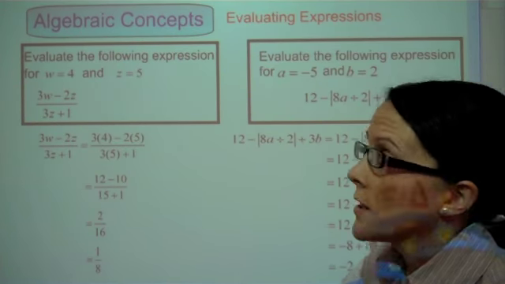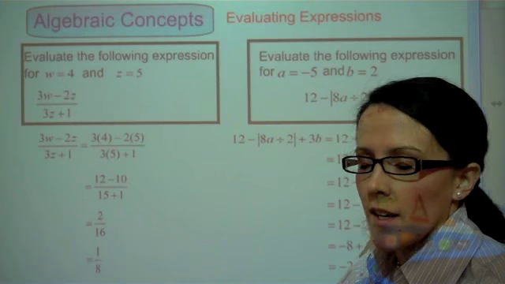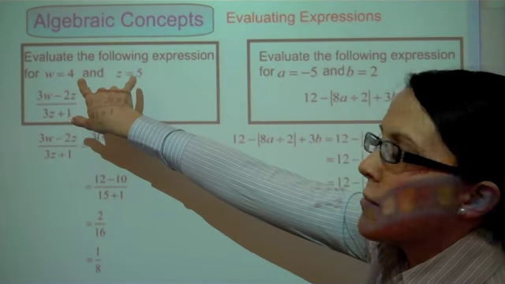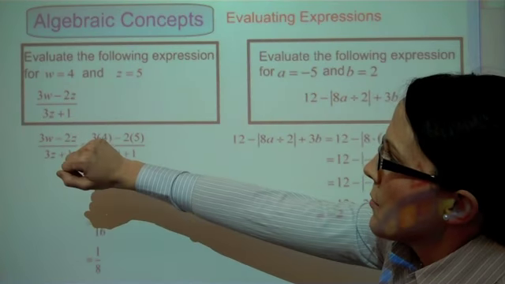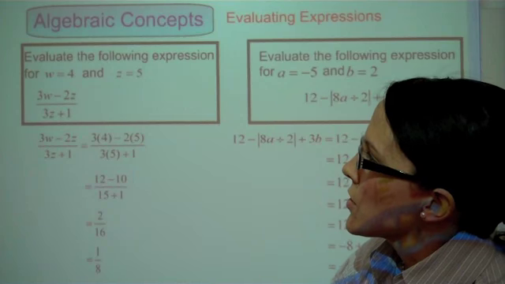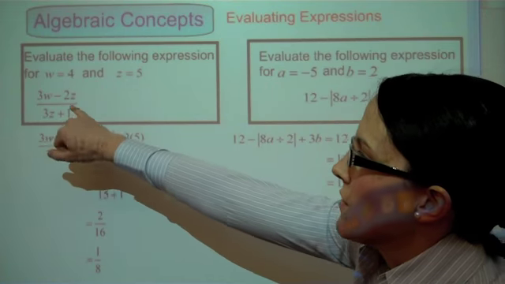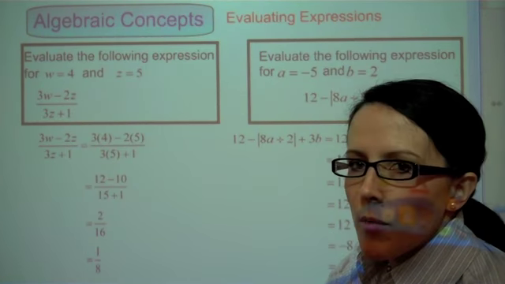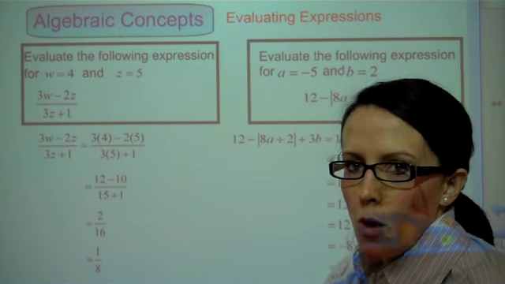All right, next part, evaluating expressions. So a little bit different than simplifying expressions. We're actually going to go ahead and plug in different values into the equations. So, first example, evaluate the following expression for w equals 4 and z equals 5, and you're given this equation right here. 3w minus 2z over 3z plus 1.